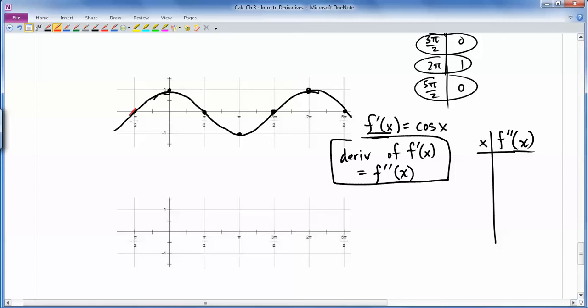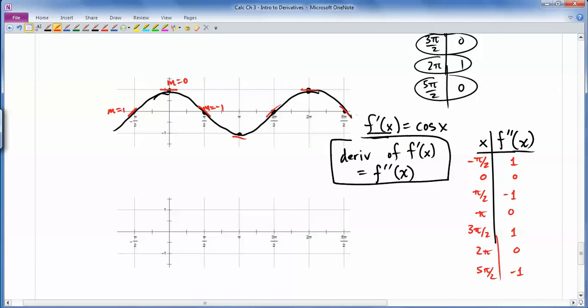So right here we have a slope of 1, m equals 1. So when x is negative pi over 2, the second derivative is going to have a slope of 1. And then right here at x equals 0, we have a slope of 0. And then at pi over 2, we have a slope of negative 1. And then at pi, we have 0. And then at 3 pi over 2, we have 1. And then at 2 pi, we go back to 0. And then at 5 pi over 2, we go back to negative 1 again for our slope.